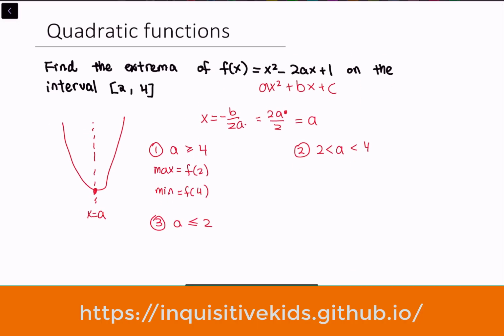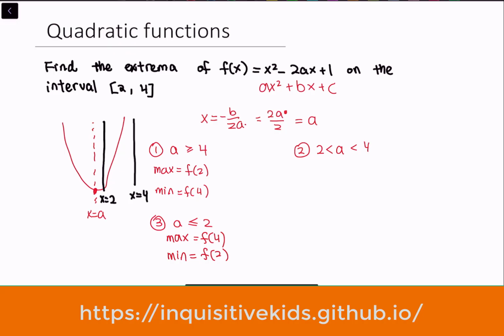Now what would happen if a was less than or equal to 2? It means that our interval would lie on this side of the parabola. This line is x is equal to 2, and this line is x is equal to 4. As you can see, we're focusing on the increasing part of the parabola. In this case, the maximum value would be equal to f of 4 on the interval, and the minimum value on this interval would be equal to f of 2.